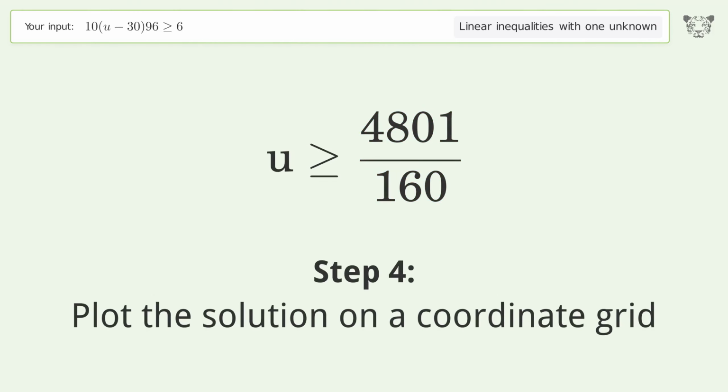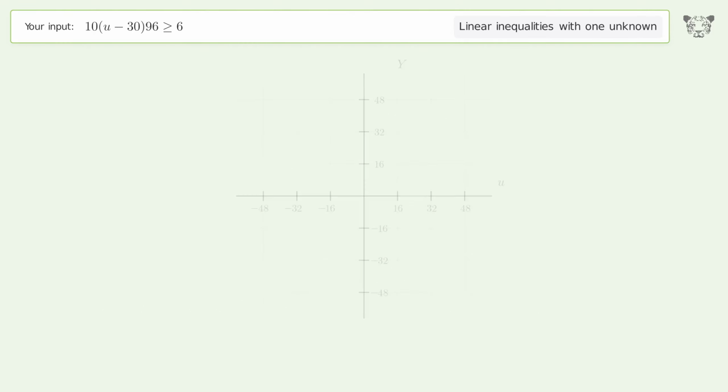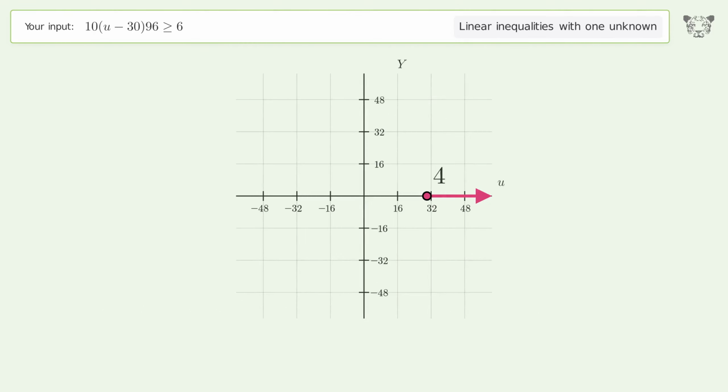Plot the solution on a coordinate grid. And so the final result is u equal or greater than 4801 over 160 equal or greater than 301 over 160.